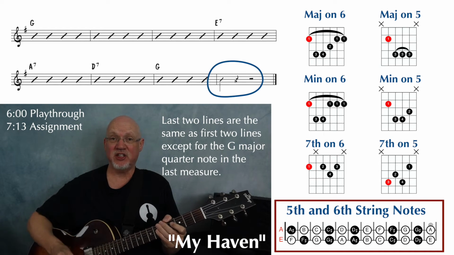The last 2 lines, lines 7 and 8, are identical to lines 1 and 2, except we just end on a G chord quarter note instead of moving to a D7. So we really don't need to go over these chords here. It's just the same chords you played before.